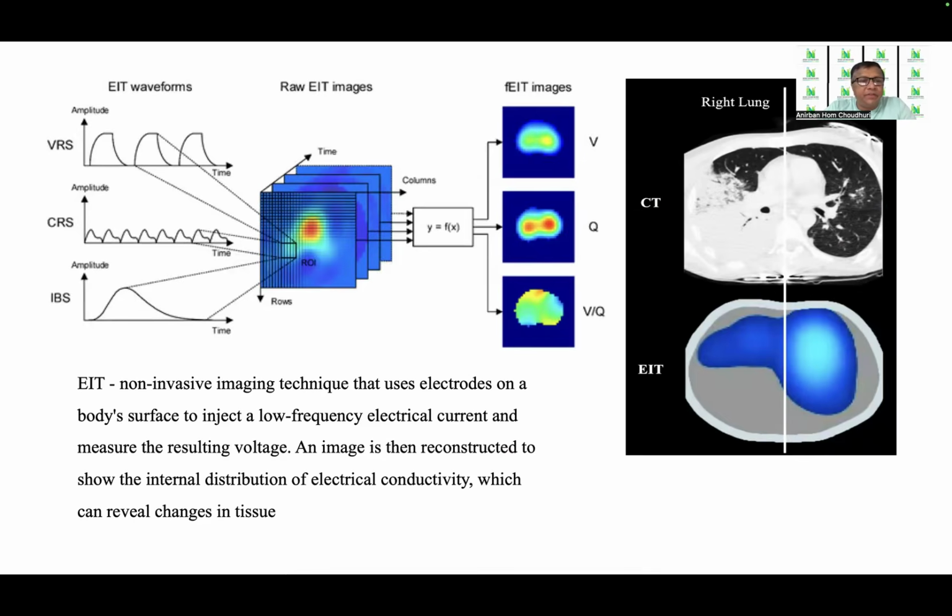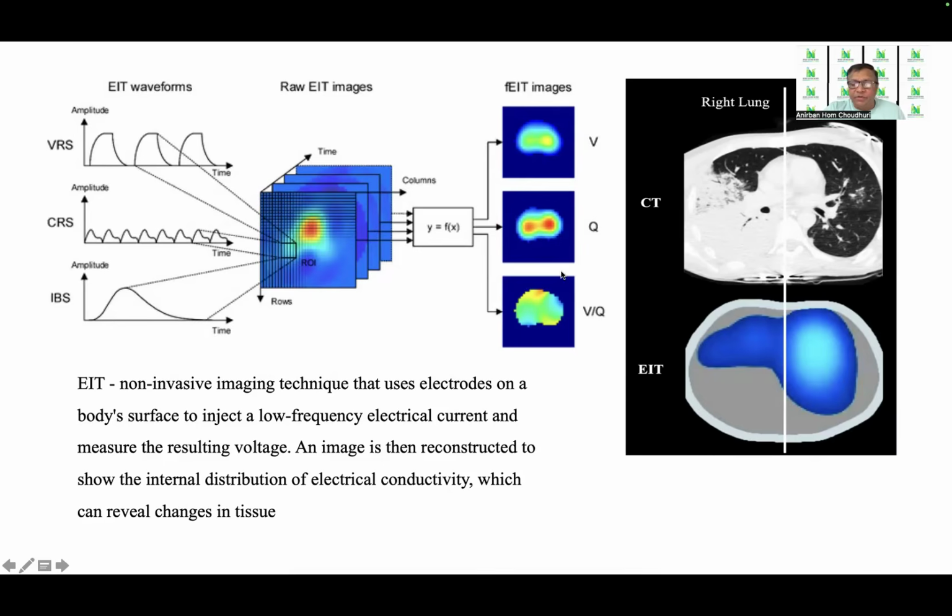Electrical impedance tomography is a non-invasive imaging technique that uses electrodes on a body surface, just like ECG electrodes, to inject a low frequency electrical current and measure the resulting voltage. So once we know that voltage, an image is reconstructed, as you can see on your left of the screen, which is initially crude, which shows the internal distribution of the electrical conductivity, and that can reveal some changes in the impedance in the tissues.